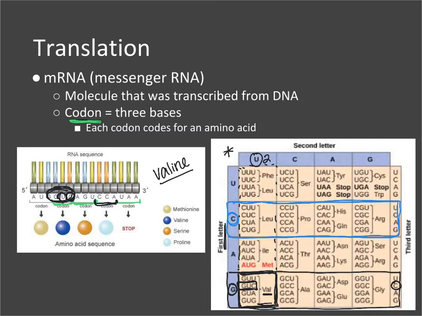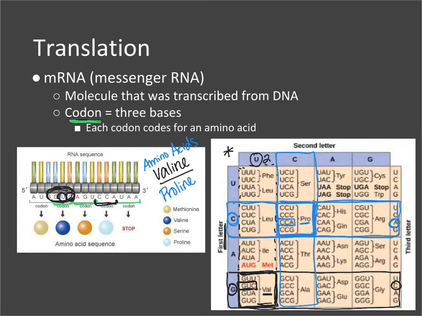Our second letter is C, so it's going to be in this column right here. So we can look at where the two overlap. So we're narrowing it down. And then our last letter is A, which is the third one down. So you can see CCA codes for PRO, which is the same thing as proline. And these are the amino acids over here that I'm writing here.